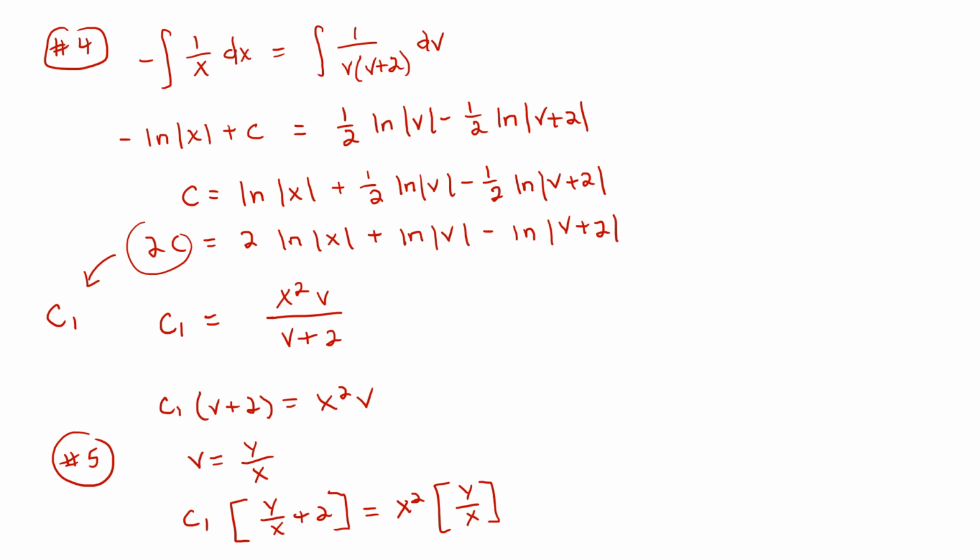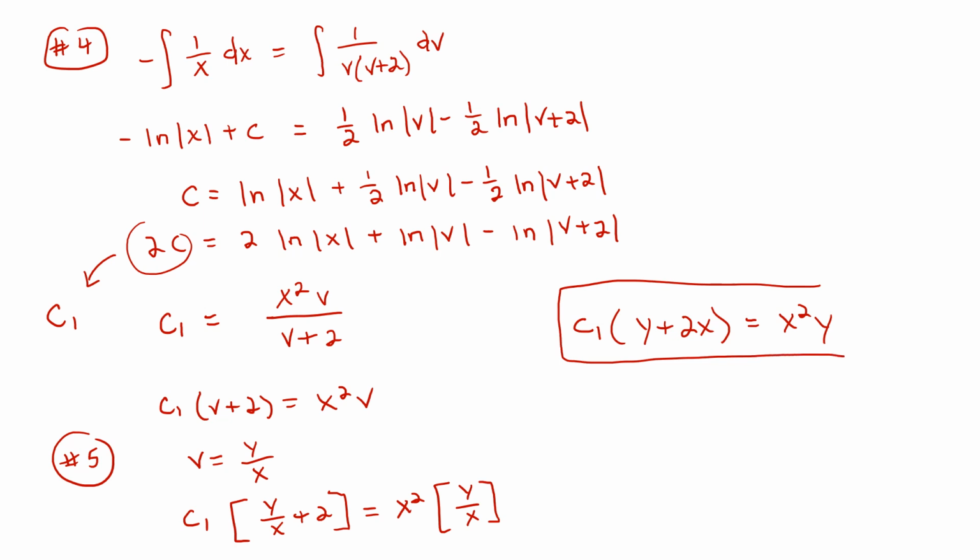Okay? And so now I'm going to multiply both sides by x so that I can get my x variables out of the denominator. So I will have, and I'll just write it right here, C1 times y plus 2x equals x squared y. Okay. And this would be my solution to my homogeneous differential equation.